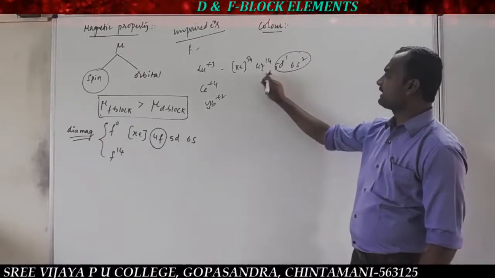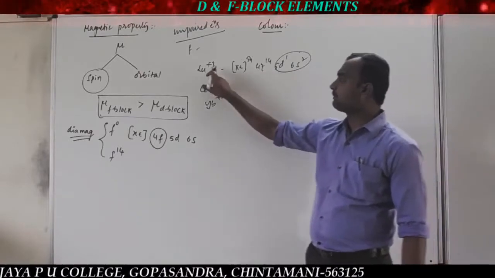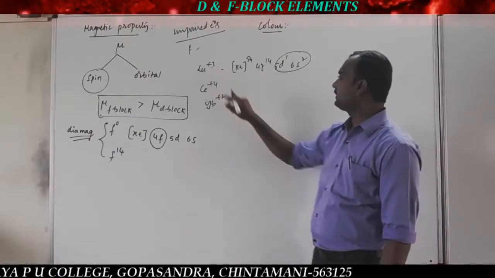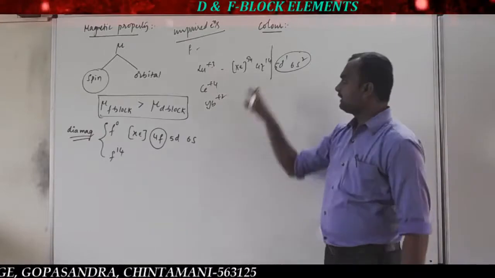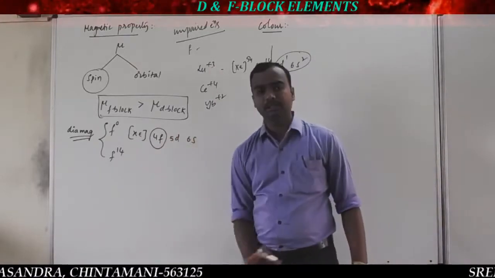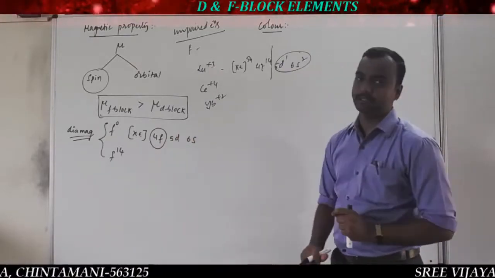So when you remove them, you get F14. So in lutetium plus 3 the configuration stops at xenon 4f14. F14 is completely filled, there is no unpaired electron, therefore that species is taken as diamagnetic.